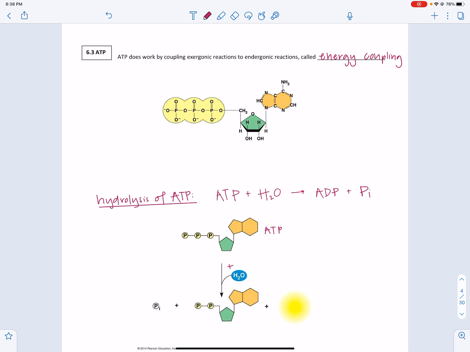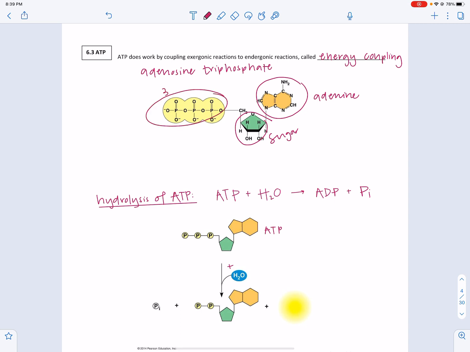Before we look at how ATP does that, I want to point out the structure of it. We should have seen this before. ATP stands for adenosine triphosphate. When we look at this molecule, we have the nitrogenous base adenine, the sugar ribose, and three phosphate groups. ADP, adenosine diphosphate, has just two. AMP, adenosine monophosphate, has just one. Hopefully that makes sense and you remember this.